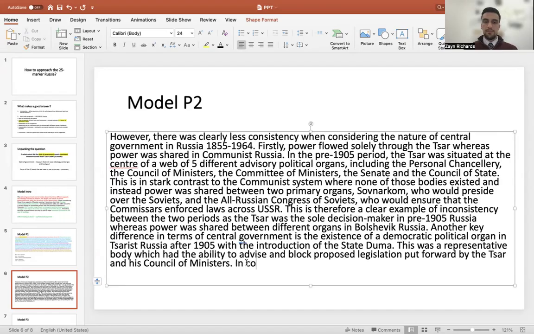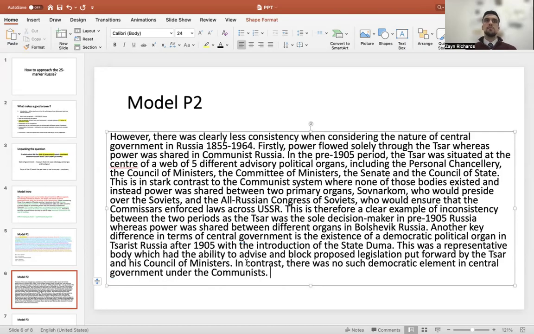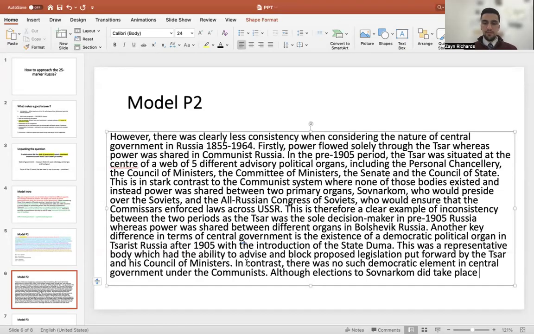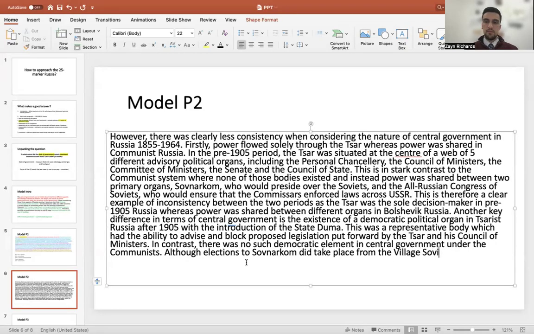In contrast, there was no such democratic element in central government under the communists. Okay, so that's that. I've then put, although elections to Sovnarkom did take place from the village Soviet up, they were not truly democratic.